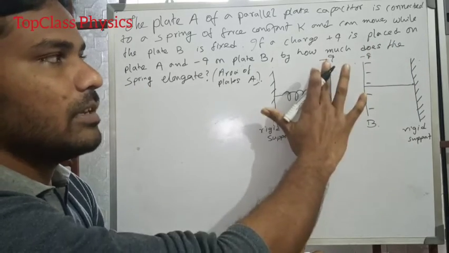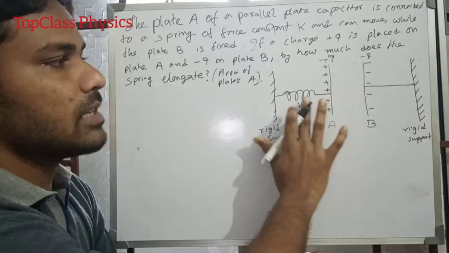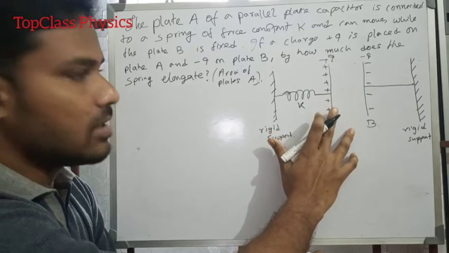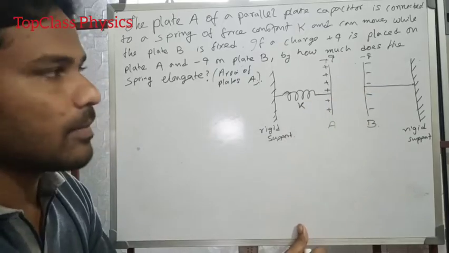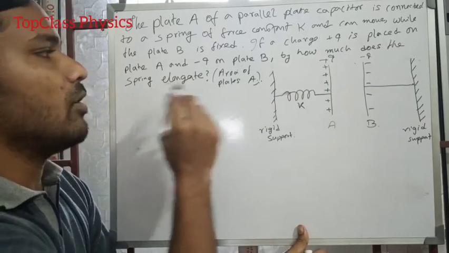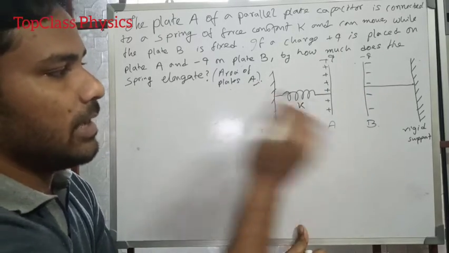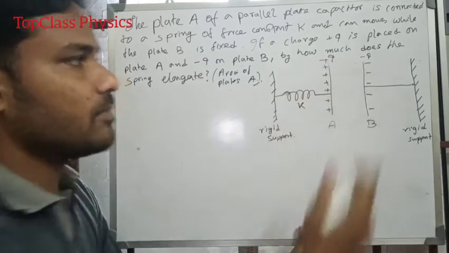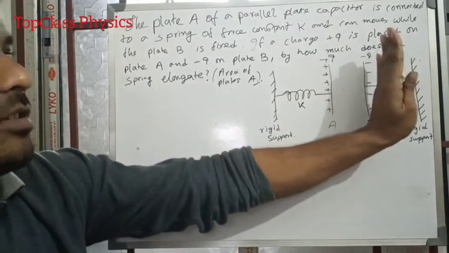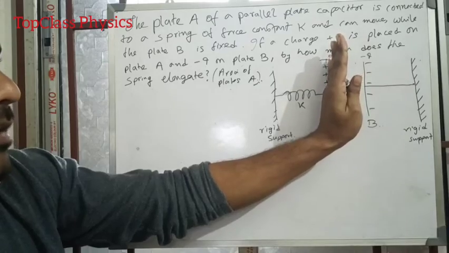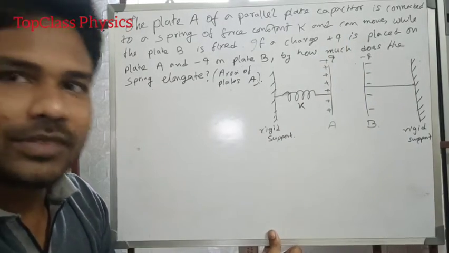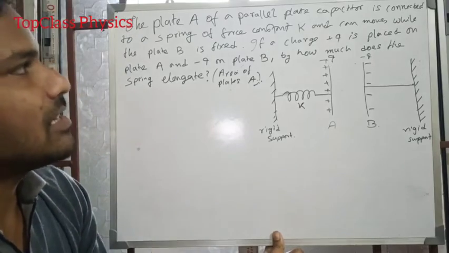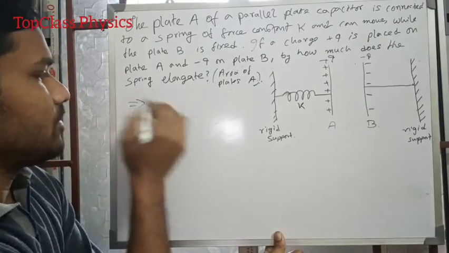Okay, at first, when the charge was absent, the spring was in its initial position. Now after giving the charge, how much does the spring elongate? The area of the plate is given, that is A. This is a plate, this is also a parallel plate, and the area of that plate is A. Clear? Now let's start how to solve it.